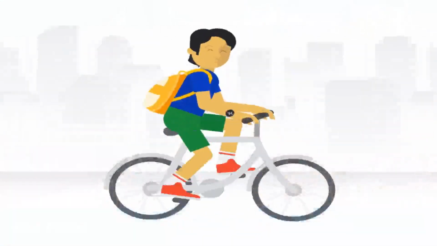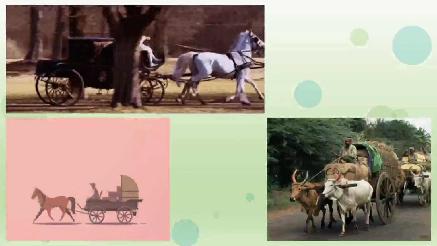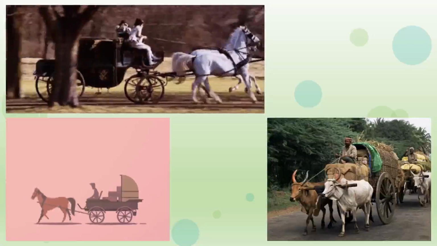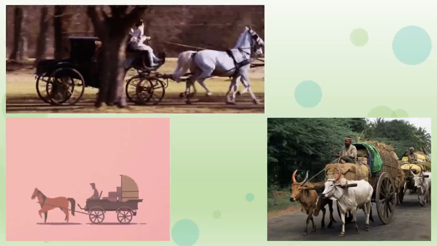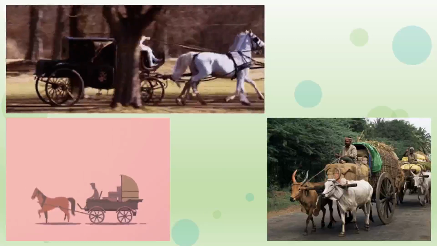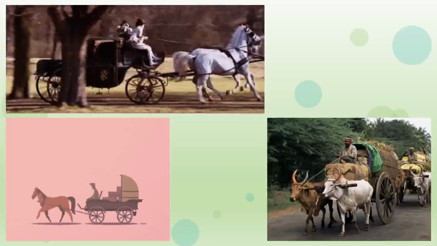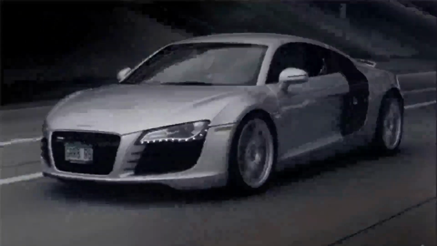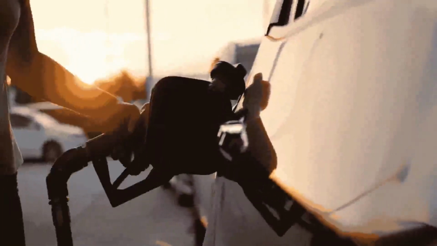When you ride a bicycle, the energy from your muscles is used up. Similarly, when horses and bullocks pull carts, it is the energy of their muscles that makes the cart move. Well, the muscular energy is limited and you cannot get much speed with this method for moving vehicles. So, with the discovery of the engine, we have vehicles that run on the power of fuels such as petrol, diesel or CNG.